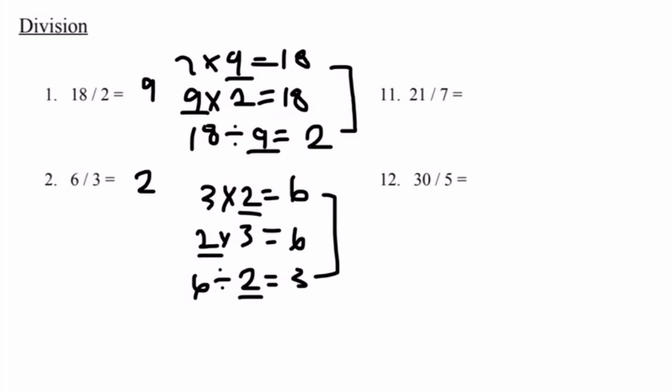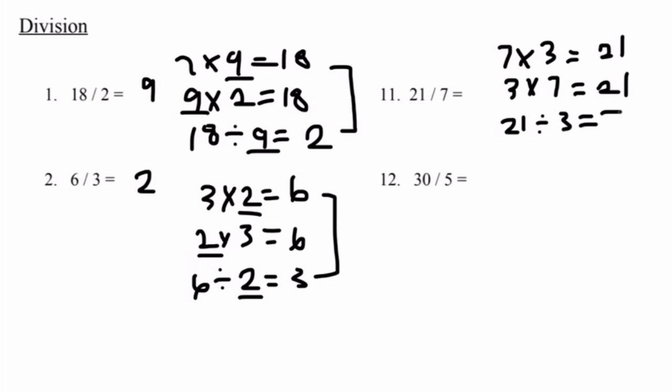Number 11, 21 divided by 7. We know that 7 times 3 equals 21. And we know that 3 times 7 equals 21 as well. Last but not least, we also know that 21 divided by 3 equals 7. Therefore, 21 divided by 7 equals what? Based off this factor family, we know that 21 divided by 7 should equal 3.